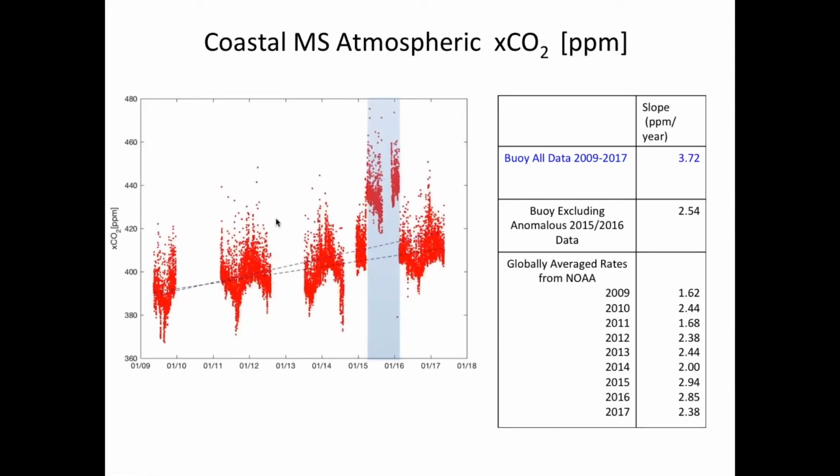Okay, so now if we look at the mole fraction of CO2 from the atmosphere, there's a time period which we haven't figured out what happened, but where the data are corrupted somehow. But excluding that data from the analysis, visually you can see there's a seasonal cycle to it, as you'd expect. And if I fit a trend, the black is the trend to the data excluding that bad data, I get a trend of 2.54 parts per million per year over that whole time period, which agrees fairly well with the globally averaged rates estimated by NOAA, seen in the table.